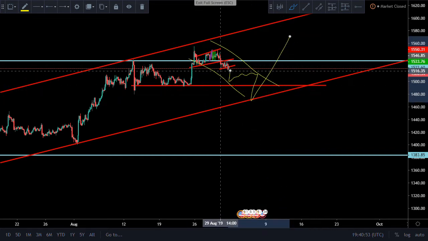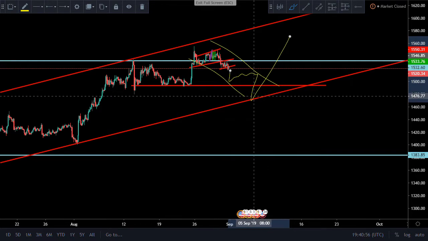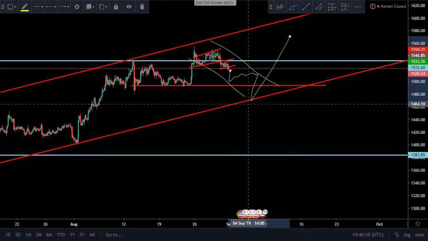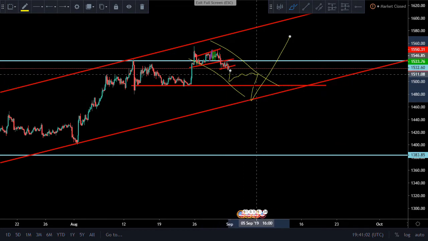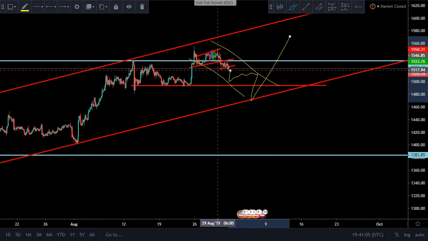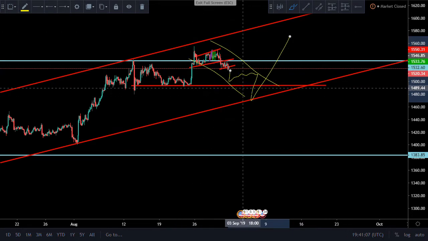So this is a descending channel towards the resistance. This is a high probability setup. You can actually wait for a buy over here, or you can just buy and sell in this descending channel.